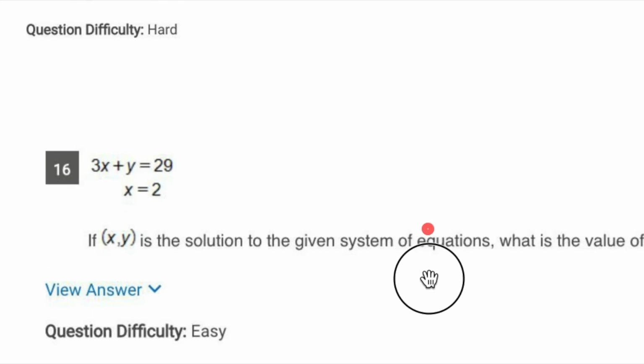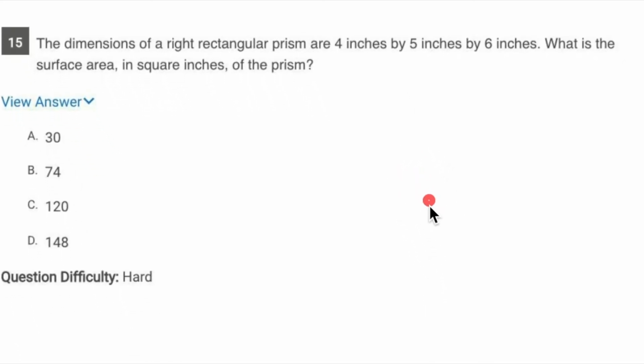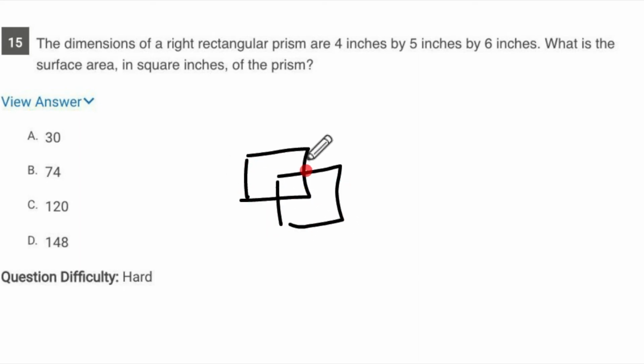When we get to number 15, we have one more difficult one. I didn't think this one was too bad, but okay. It says the dimensions of a right rectangular prism are 4 by 5 by 6 inches. What's the surface area of the prism? You know how well I can draw here. I made a prism, and this looks like a cube more than a prism, but it gives you the right idea. So I just put the sides on it: one side's 4, one side's 5, and one side's 6. Just use your imagination.